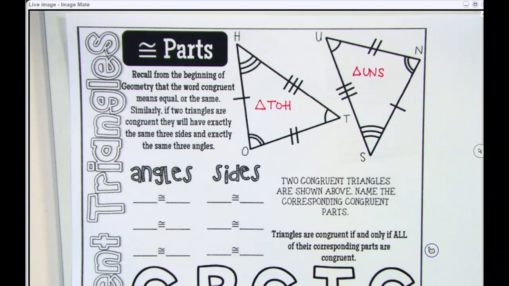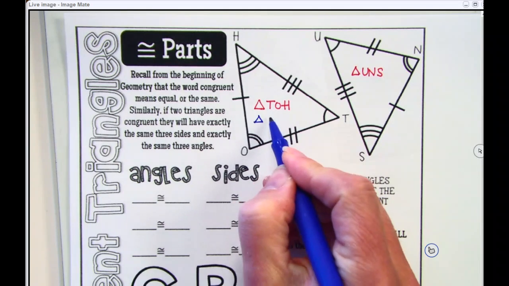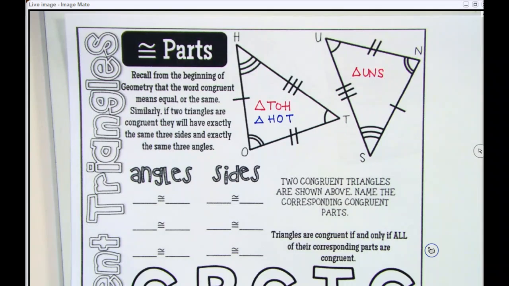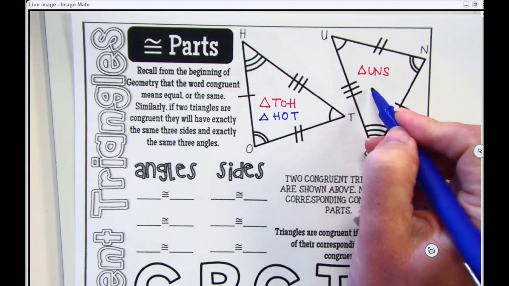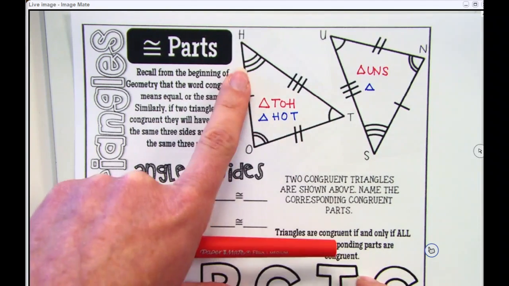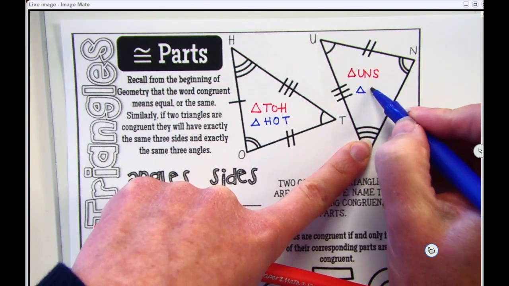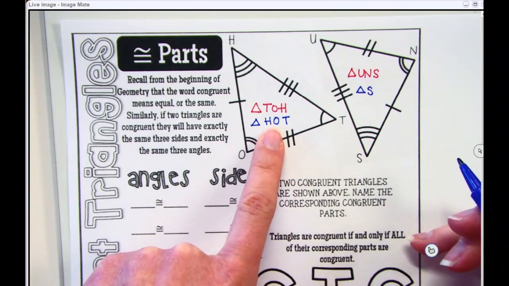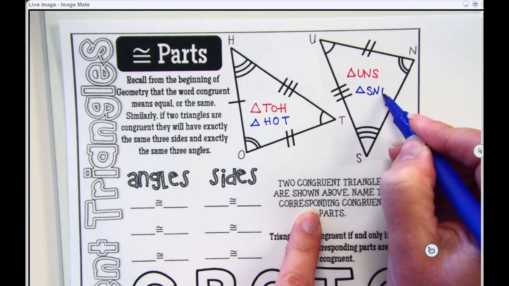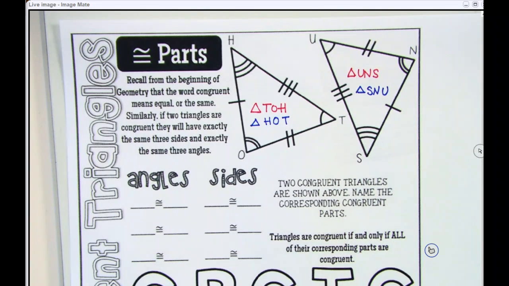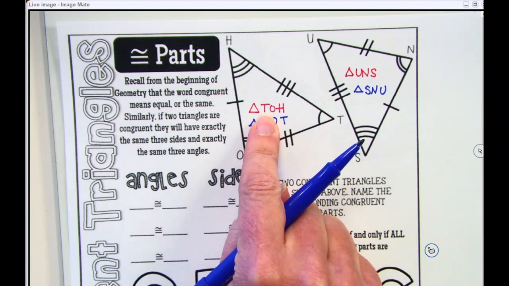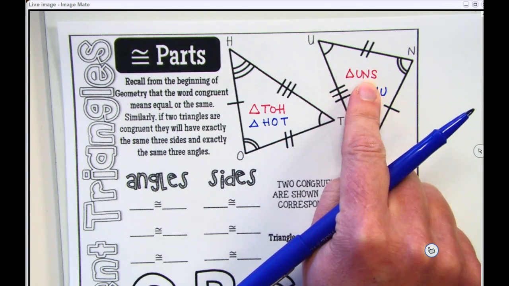What if I had called this triangle HOT? Okay, H has how many arcs? 3. So S. And then I go to what? 2? And U? All right, so order matters. They mean the same thing, but if I write TOH on the left, I have to write UNS on the right.